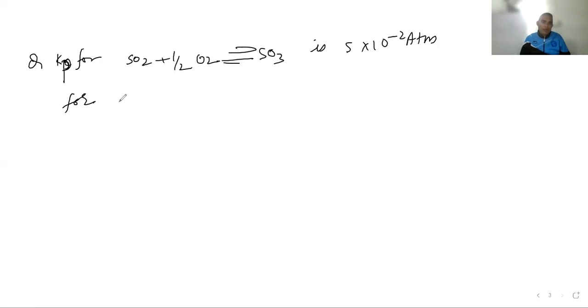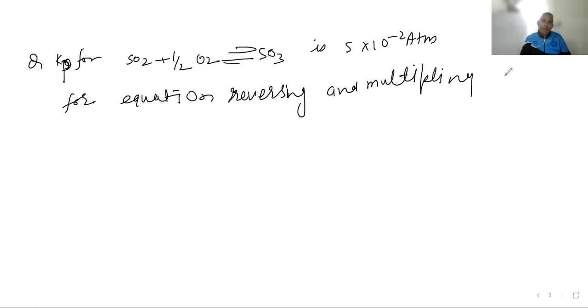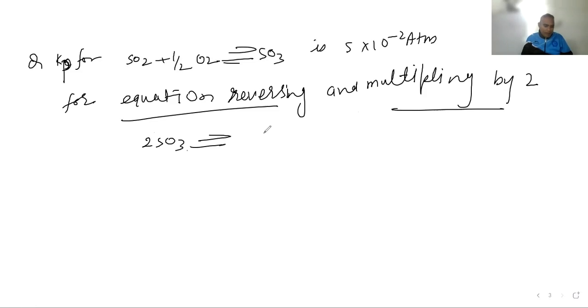Calculate the equilibrium constant for the equation reversing and multiplying by 2. That is very tough. Firstly, they are reversing, then multiplying by 2. Okay, a little tough. And they have given 2SO3. They have multiplied by 2, so they are getting 2SO2 plus O2.